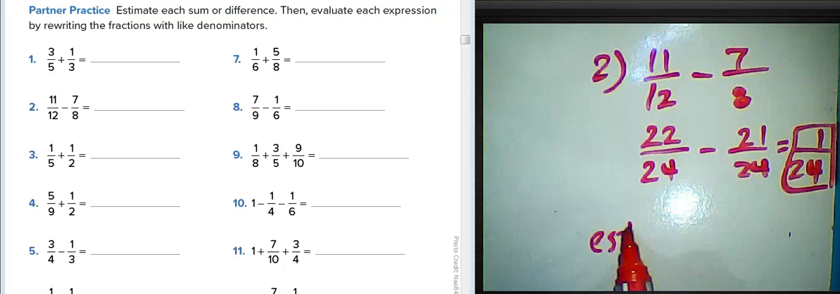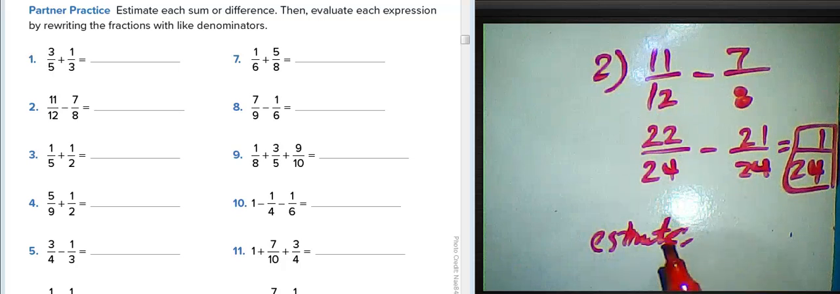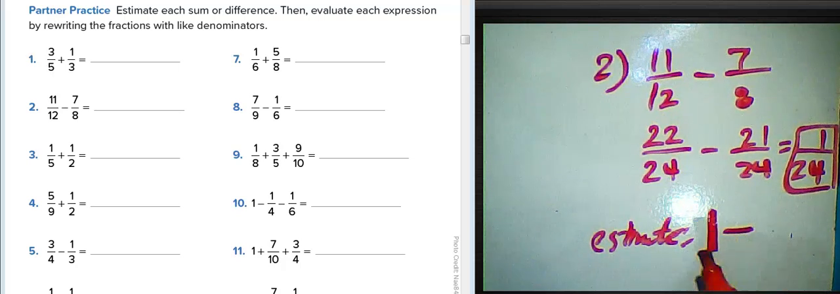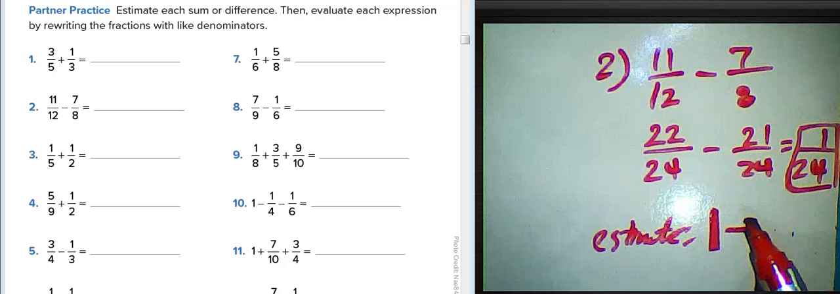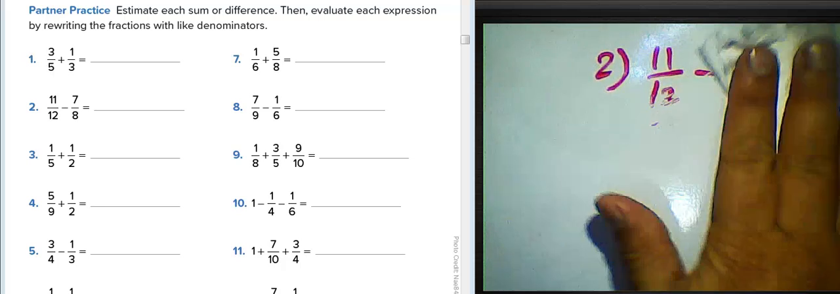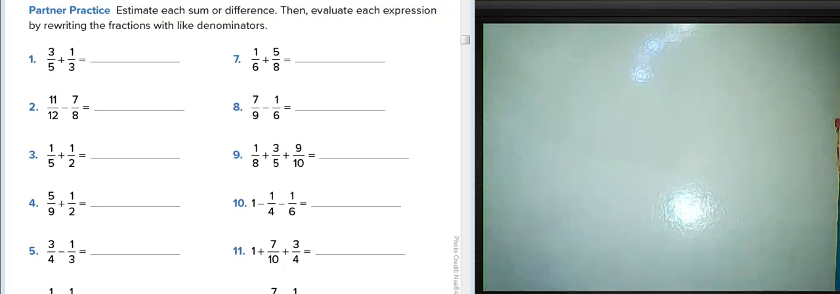And what about the estimate? Can you tell me the estimate for this example? 11 over 12 is nearest to 1. Subtract 7 over 8, which is nearest to 1. 1 minus 1 equals 0. So it's near the actual number. Okay, my students, understood? Look at the next question with me.